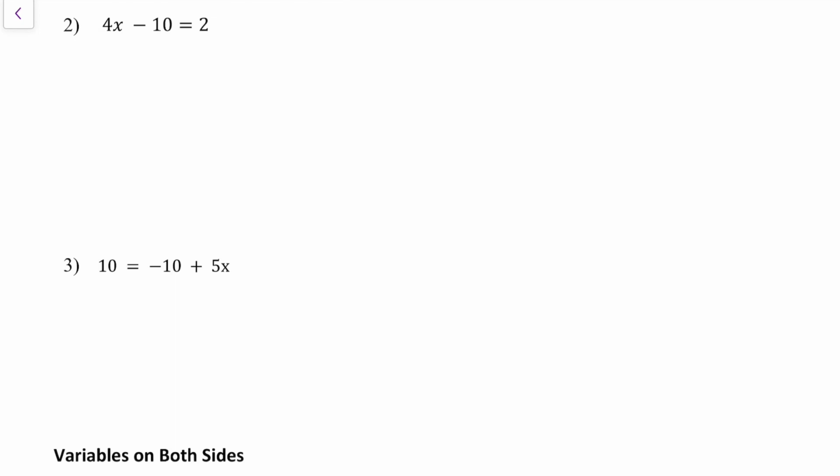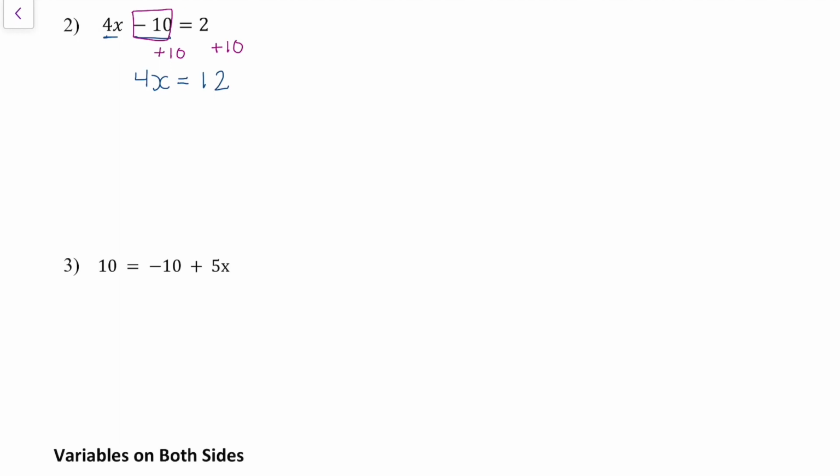Okay, let's look at question number 2. What is happening to my x is being multiplied by a 4 and subtracting a 10. Which one am I going to do first, my multiply or my subtract? I want to get rid of this subtraction first before I can deal with the 4 I'm multiplying the x. So to get rid of a subtract 10, I'm going to add 10 to both sides. And so I end up with 4x equals 12. And now I have my one-step problem.